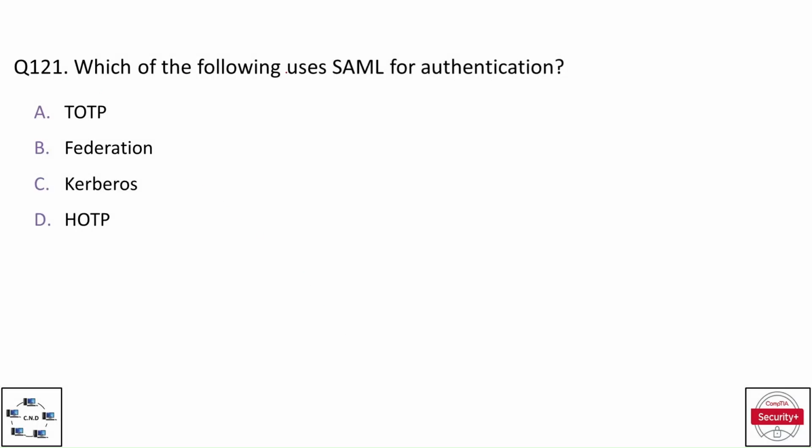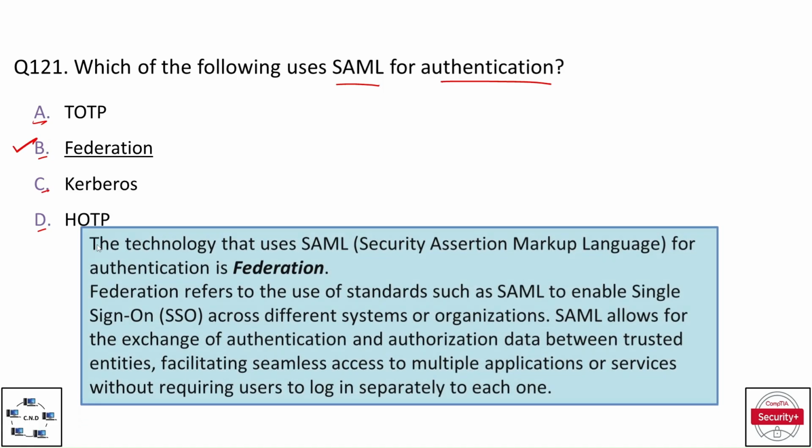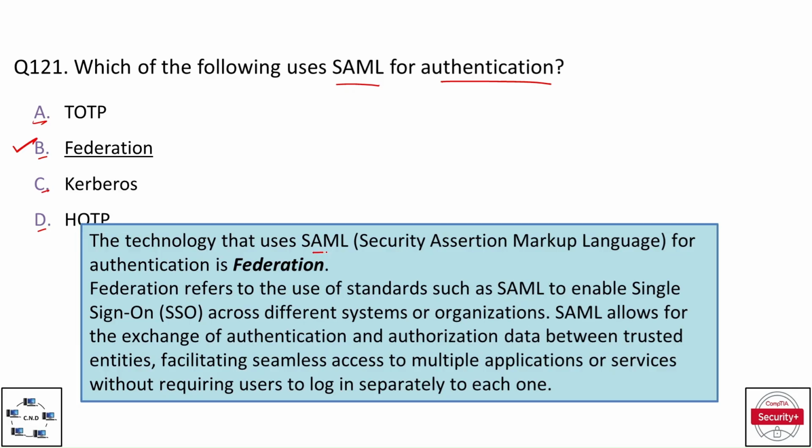Question number 121. Which of the following uses SAML for authentication? And the options are option A, TOTP, option B, Federation, option C, Kerberos, and option D, HOTP. And the correct option is option B, Federation. So the technology that uses SAML, that is Security Assertion Markup Language for authentication, is Federation.